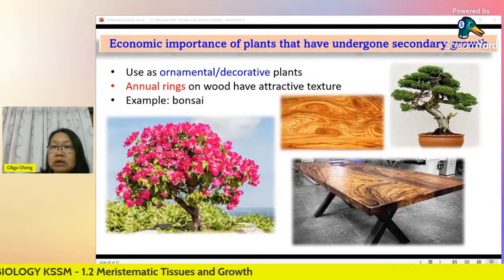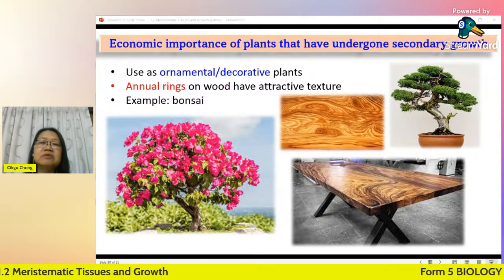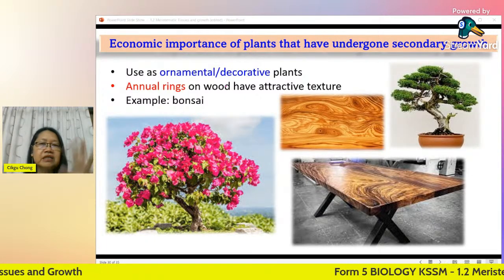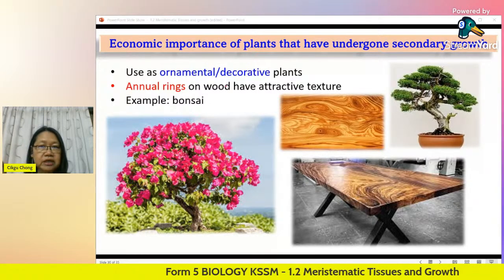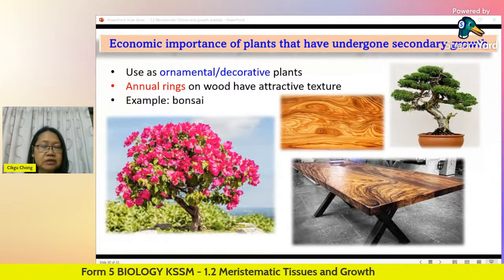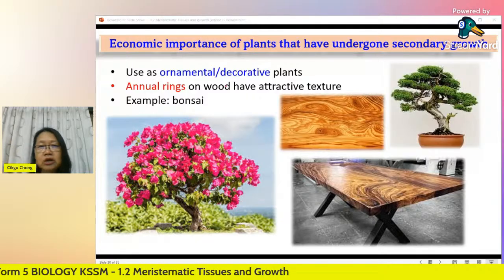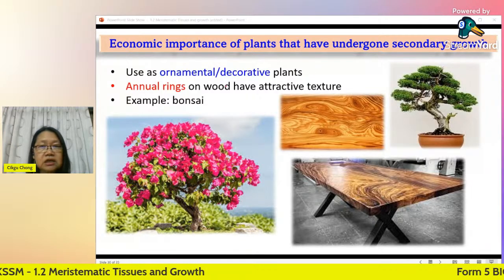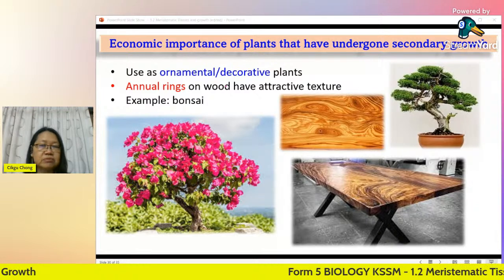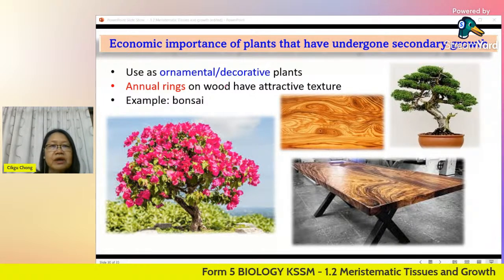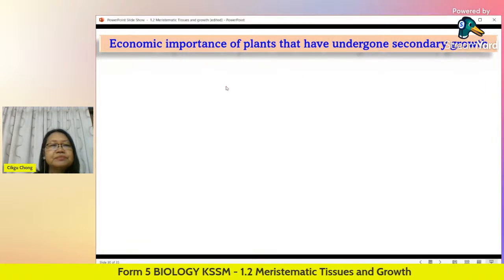An example of an ornamental plant is called bonsai. Bonsai is a Japanese art of planting a miniature tree. It's a small tree, the type of tree is very small only. You can plant it in a small pot, but it looks like a woody tree. It's very nice, beautiful. Okay, bonsai. One more.